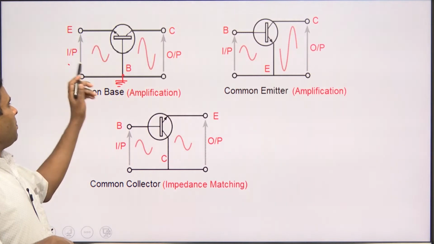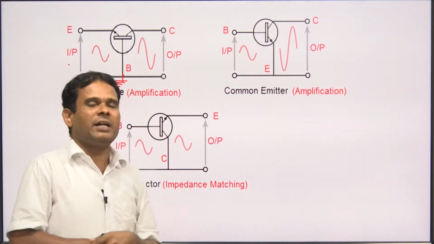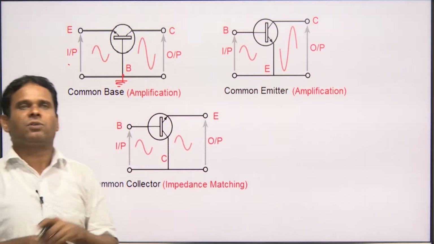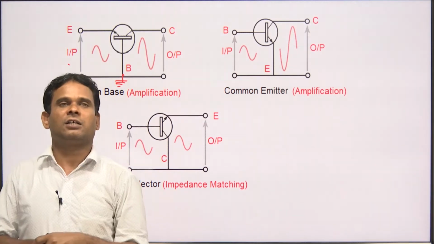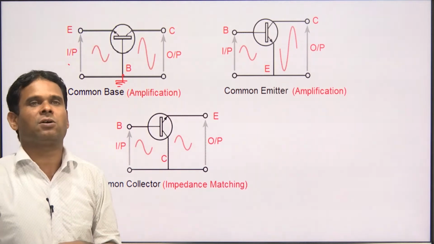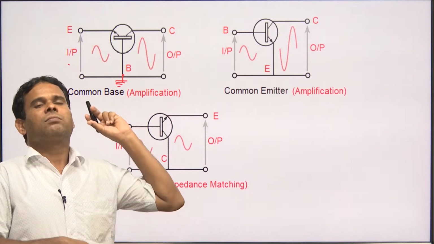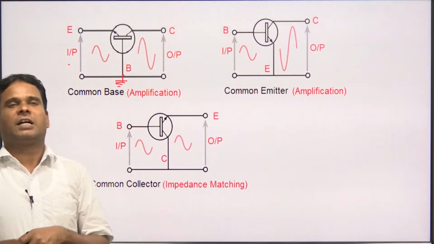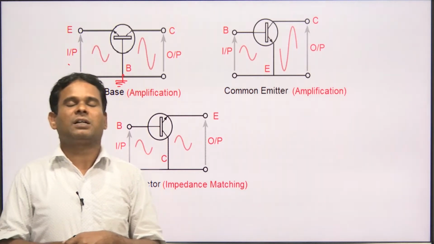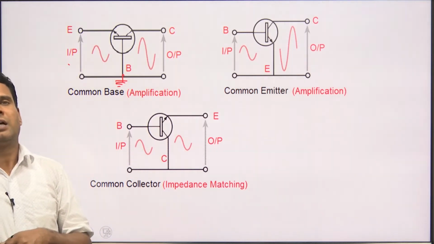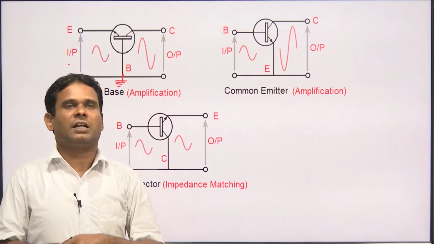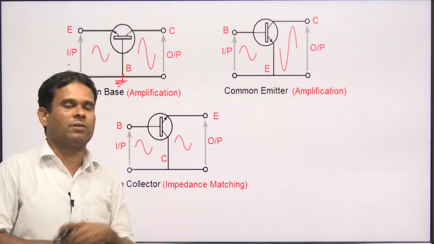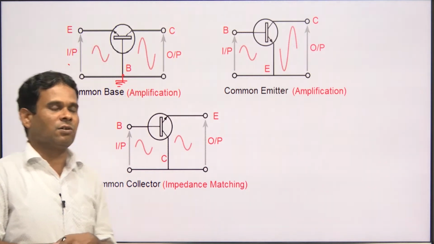Now, common base and common emitter configurations are used as amplifiers. On the other hand, common collector is not used as an amplifier, because the voltage gain of the common collector configuration is approximately equal to unity. We will discuss it later in the AC analysis of the transistor.